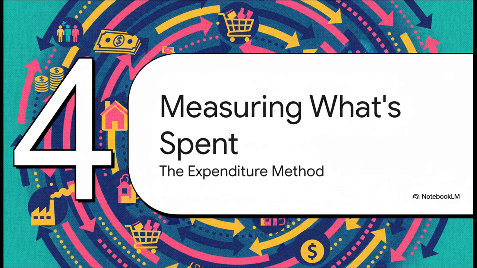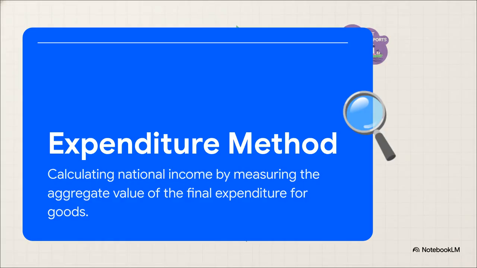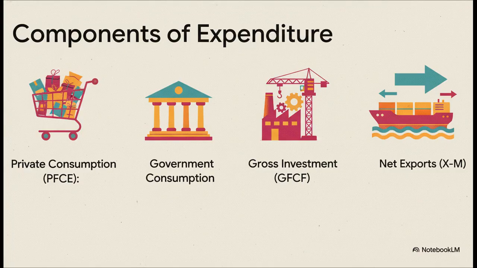If the value of everything produced is, say, $1 trillion, then $1 trillion must have been spent to buy all of it. So instead of looking at what's made, let's track what's spent. And this is the expenditure method. It works by just adding up all the money spent on final goods and services. Logically, the total amount that was bought has to equal the total amount that was sold. Simple as that. All that spending gets broken down into 4 main buckets.